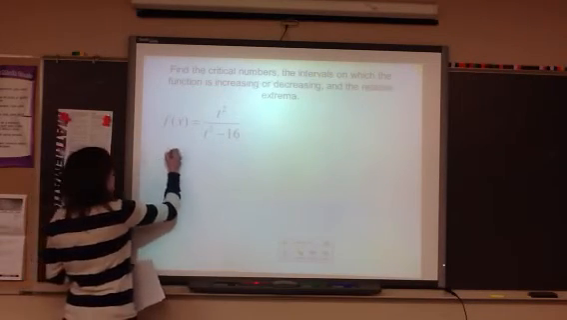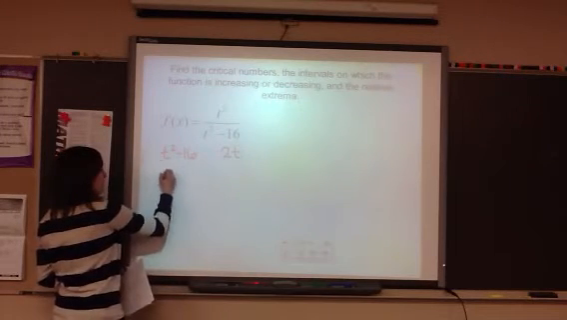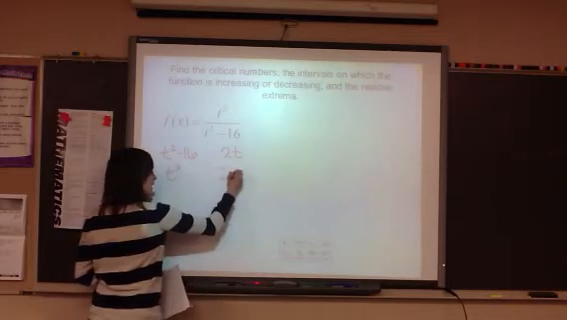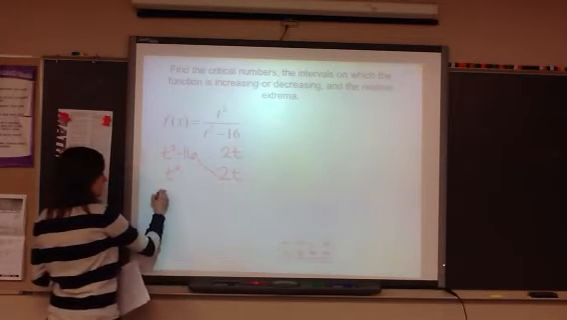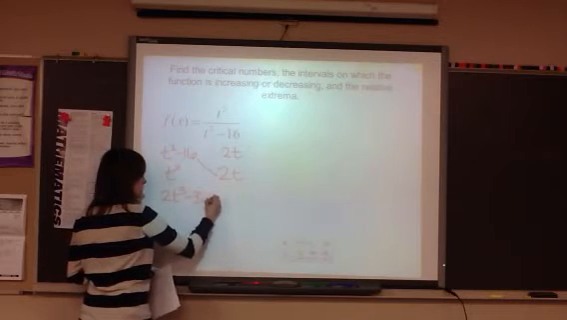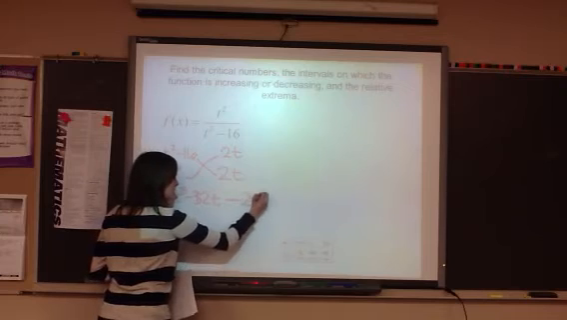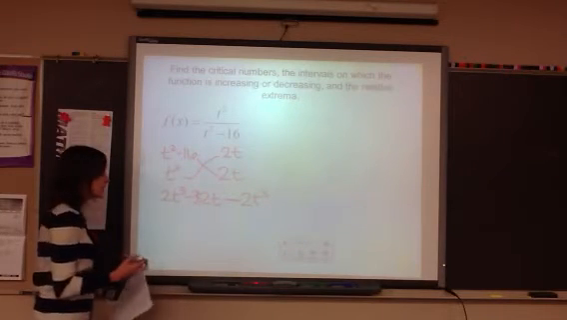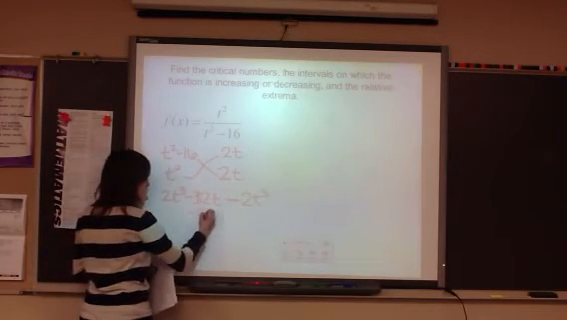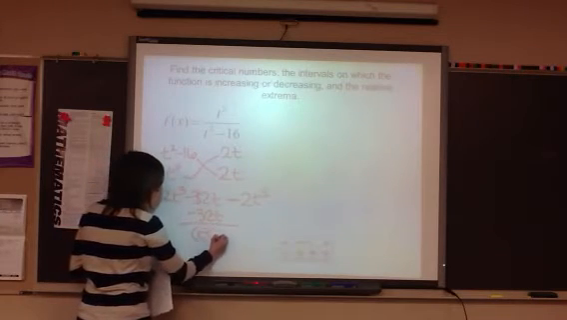So we have our low, derivative of the low. We have our high, derivative of the high. Crisscross, and you get 2t cubed minus 32t. Crisscross minus 2t cubed, since it was quotient, you subtract. So on top, you just get negative 32t over the bottom squared.